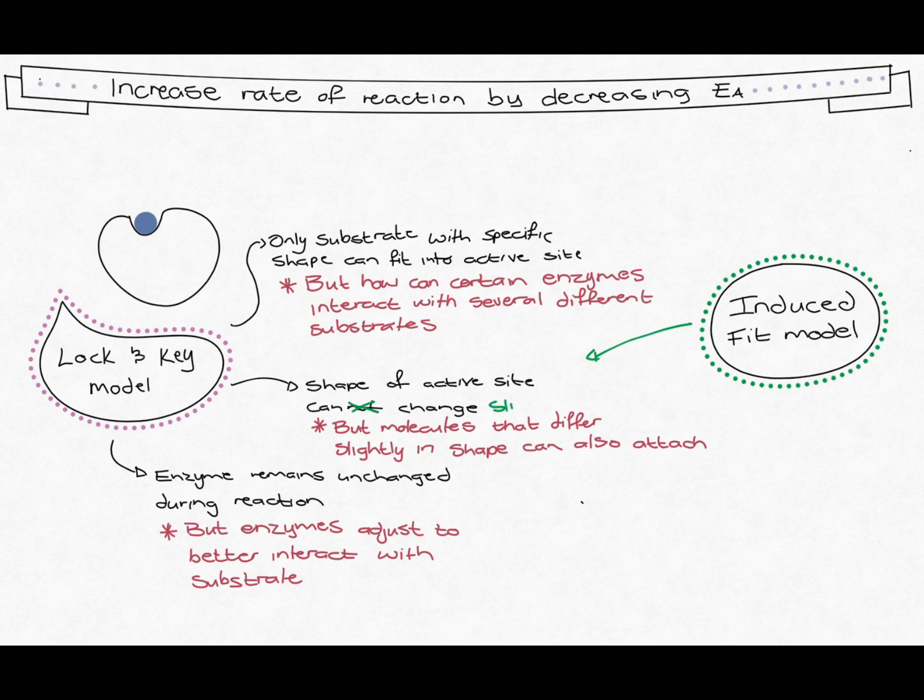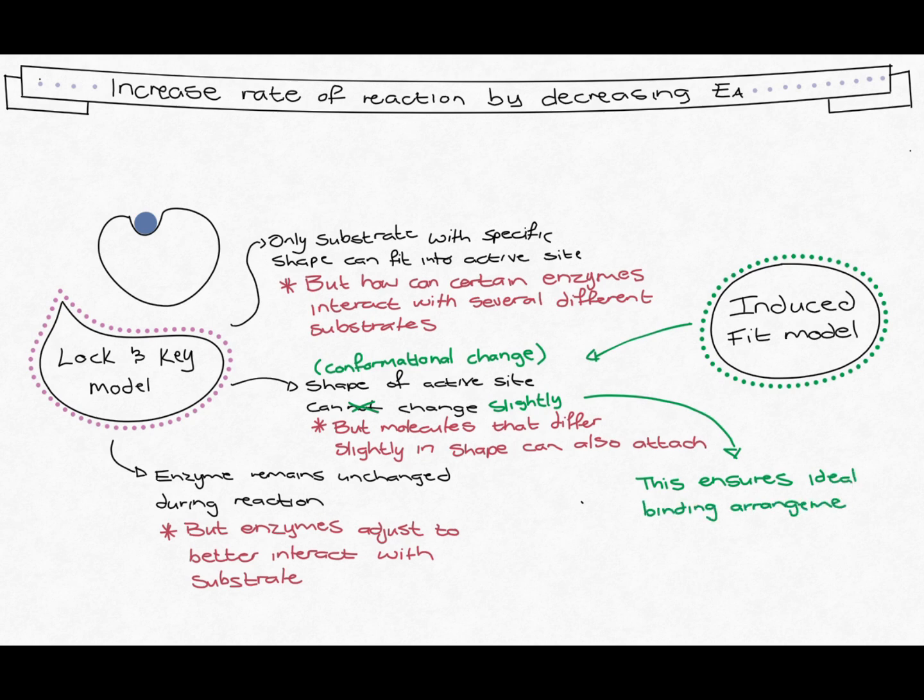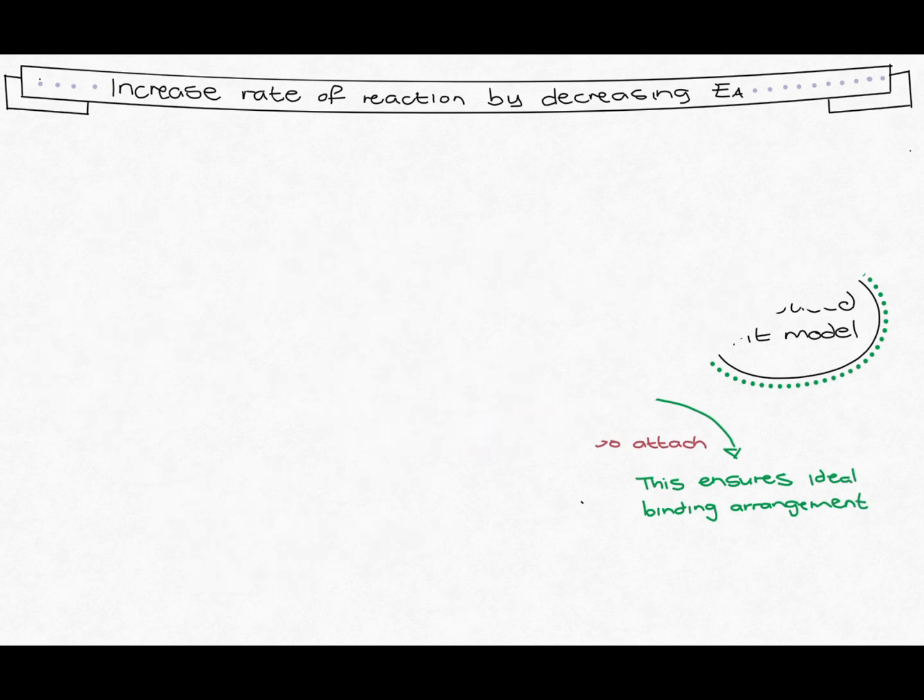This model says that the shape of the active site can change slightly. So we call this change a conformational change, and this change occurs while the substrate is binding to the enzyme active site so that there's a better interaction between the substrate and the enzyme active site. So this slight different conformational change ensures the ideal binding arrangement of the substrate to the active site.